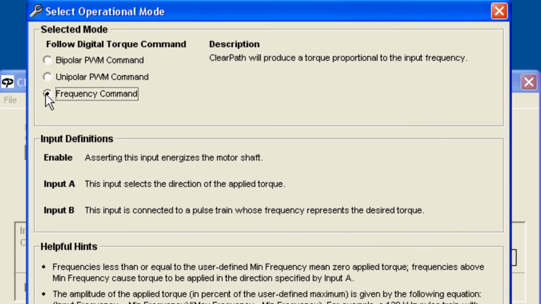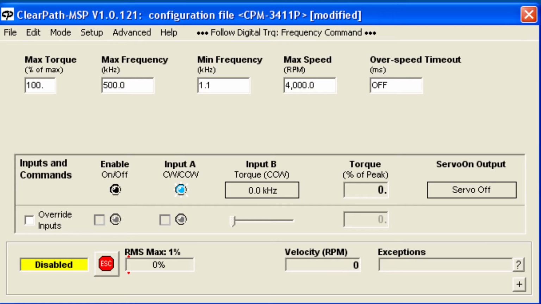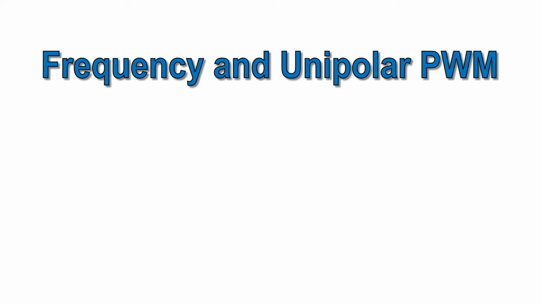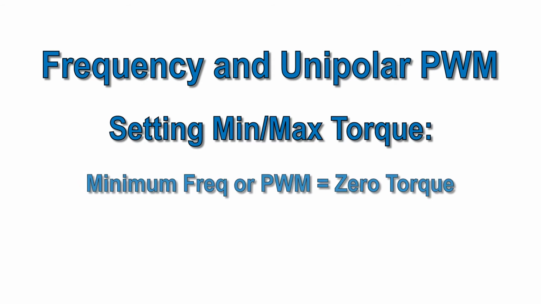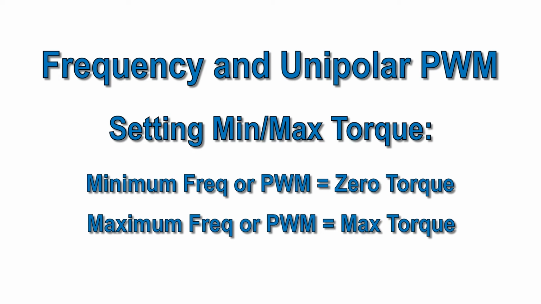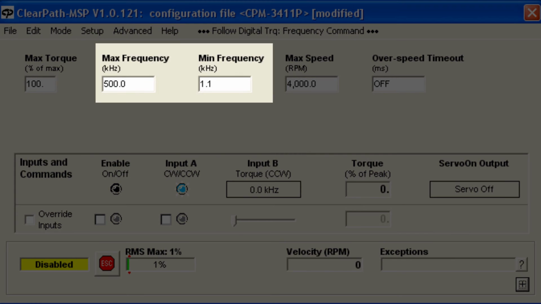So to use this mode, first decide whether you'd like to vary your torque using changes in PWM duty cycle or changes in frequency. Frequency mode and unipolar PWM mode work in a similar way. You have defined minimum and maximum frequencies or PWM duty cycles, and they correspond to zero torque and your user-defined max torque, respectively. For unipolar PWM, the minimum and maximum duty cycles are fixed at 0% and 100%. For frequency, the minimum and maximum are user-defined.